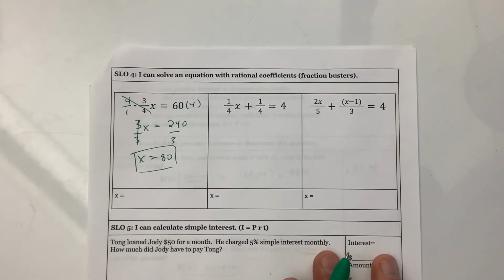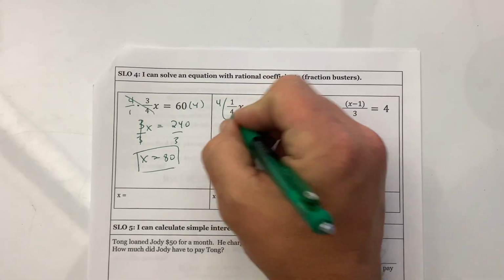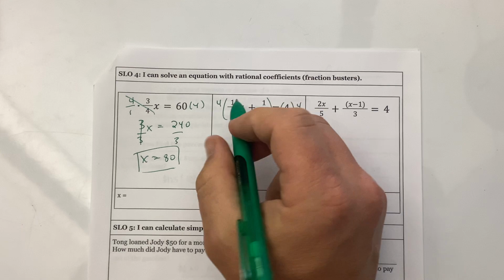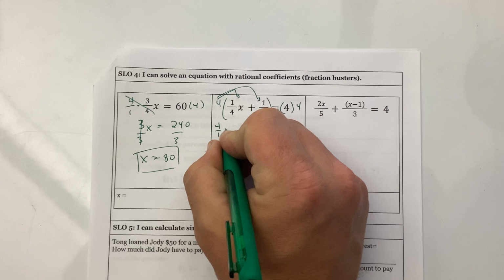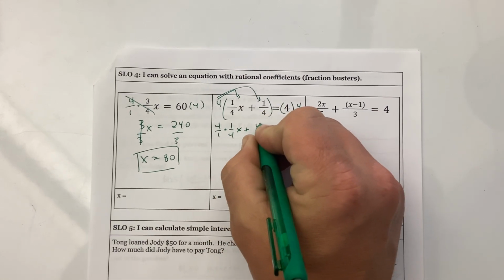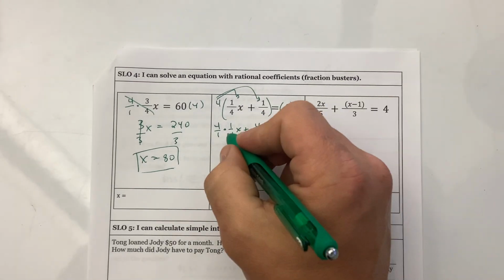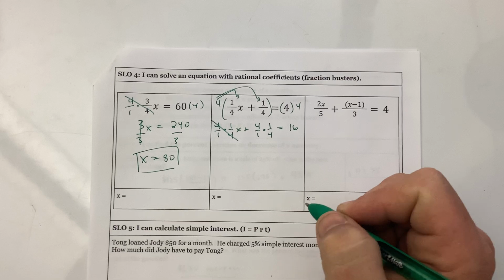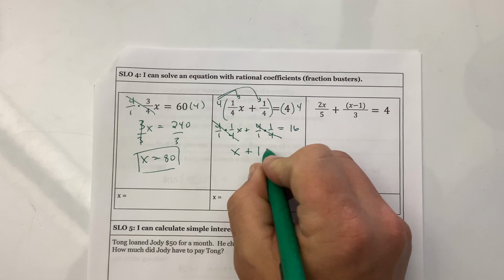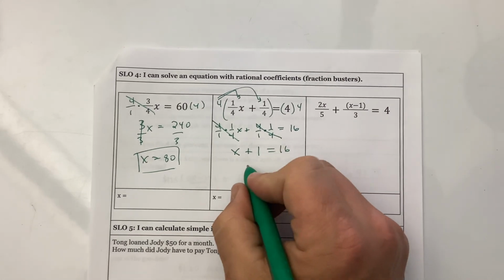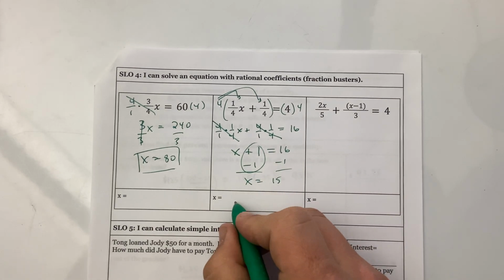Most common mistake in all of math. What am I going to multiply everything by here? Good, 4. Now, the mistake, I said it so many times in class. Show this step. 4/1 times 1/4 x plus 4/1 times 1/4 equals 4 times 4 is 16. Those cancel out, and that cancels out. So now I have x plus 1 equals 16. And now just subtract 1 from both sides, and I get x equals 15.